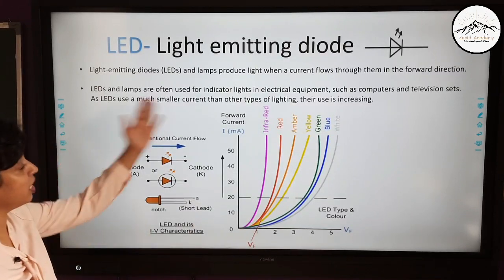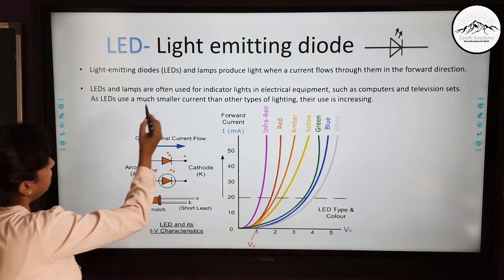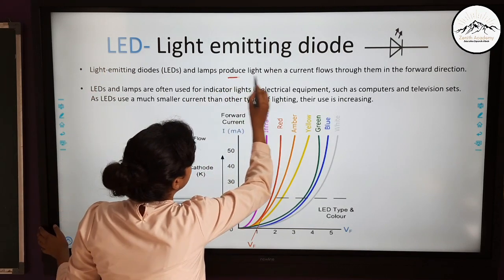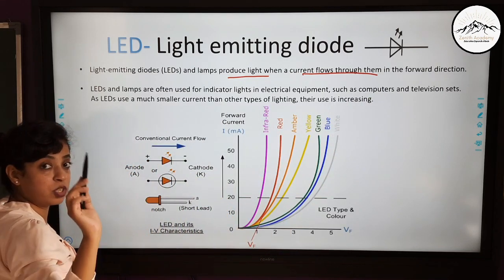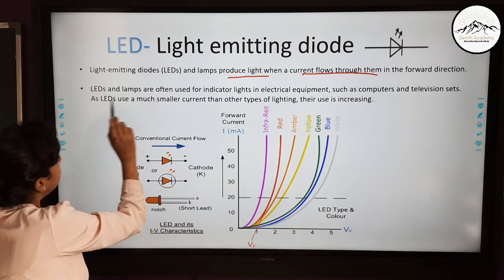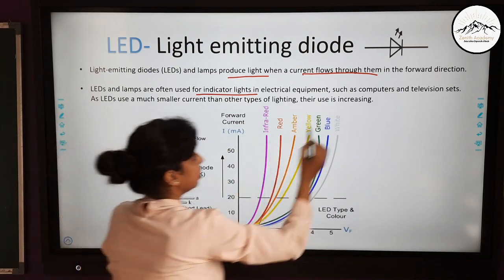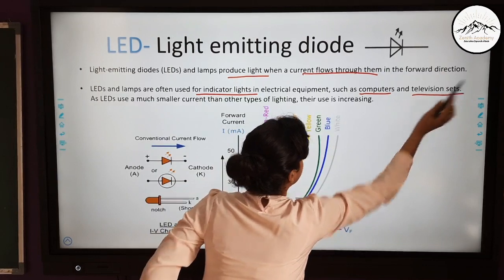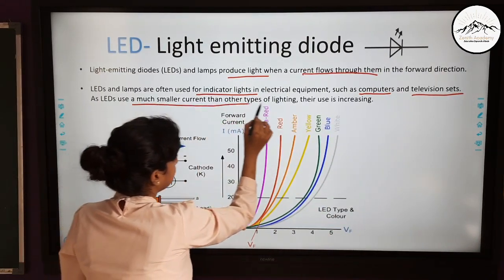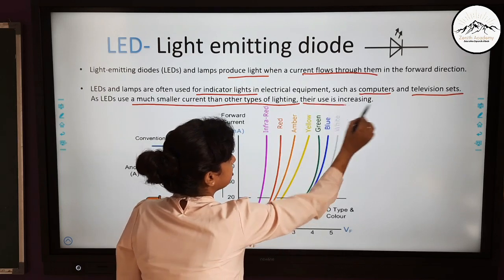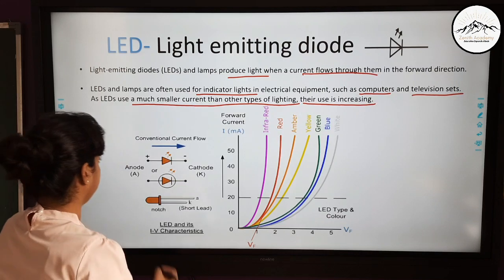Now moving on to our next component, the light emitting diode, that is LED. Light emitting diodes and lamps produce light when a current flows through them in the forward direction. Here also the current flows in only one direction. LEDs and lamps are often used for indicator lights in electrical equipment such as computers and television sets. As LEDs use a much smaller current than other types of lighting, their use is increasing nowadays because they consume very little electricity.